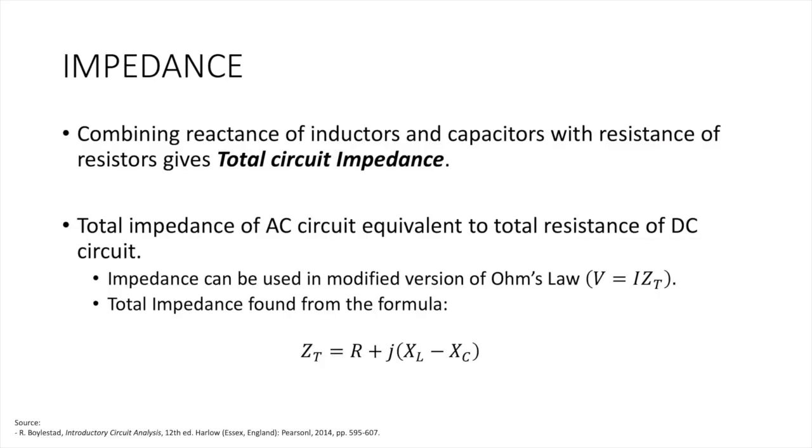These reactance values of capacitors and inductors, alongside the resistance of resistors, form what is called the total impedance of an AC circuit, which is equivalent to the total resistance of a DC circuit and can be used in the modified form of Ohm's law, V = I Z_T, where Z_T is the total impedance found from the formula Z_T = R + j(X_L - X_C).